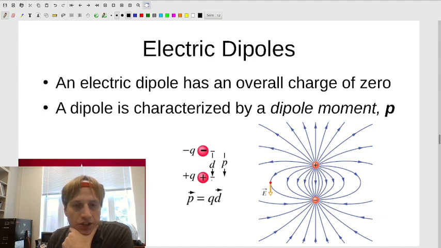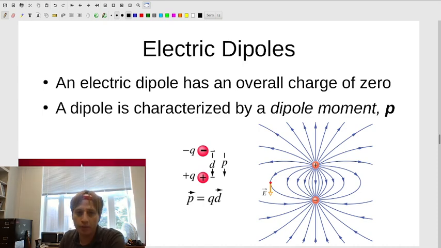There's a direction to that dipole because we have the d vector pointing from the minus charge to the plus charge. And so this quantity p, I know it's a little confusing because we also used p for momentum, is the dipole moment, the product of q, the amount of charge on each one of these sides, times d, which is their separation.